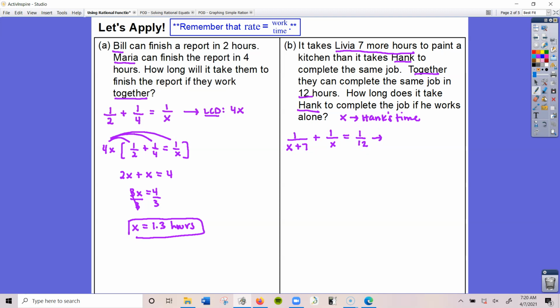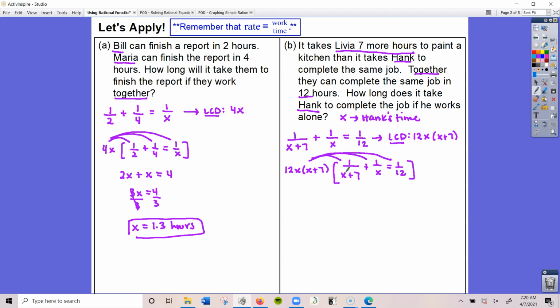So now it's time to find the LCD. Here we just multiply x plus 7 times x times 12. So my LCD would be 12x times x plus 7. So we're going to multiply the entire equation by the LCD. So 12x times x plus 7, times 1 over x plus 7 plus 1 over x, is equal to 1 over 12. Now we distribute.